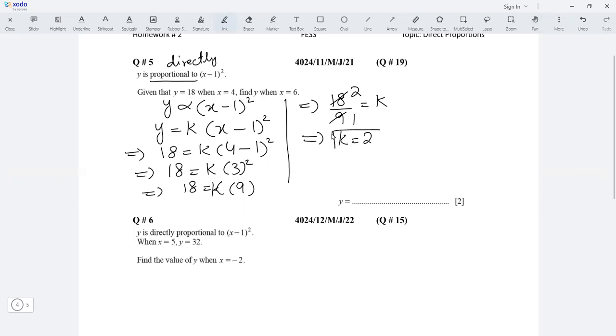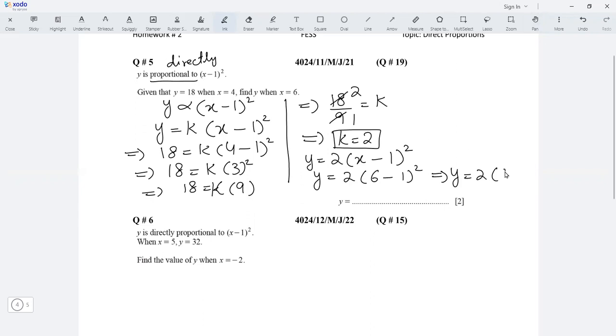Now replace that value of k into the equation connecting x and y. It becomes y equals 2 times (x minus 1) whole squared. What's the next information? We have to find the value of y when x is 6. So replace x with 6. 6 minus 1 is 5.